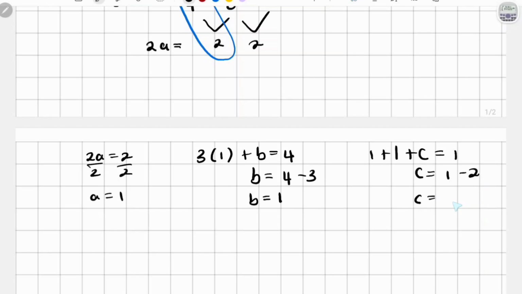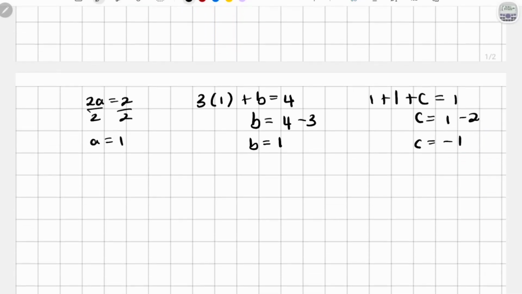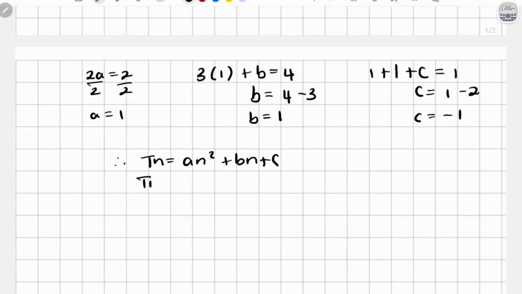So c is equal to 1 minus 2, which is negative 1. So it means that our Tn formula, remember, it's in the form of an squared plus bn plus c. So it's going to be Tn is equal to, since a is 1, you don't have to write that 1. You can just say n squared. Likewise with b, since b is 1, you don't have to say 1n. You can say plus n. And then c is negative 1, so minus 1. And this would be our Tn formula for that pattern.